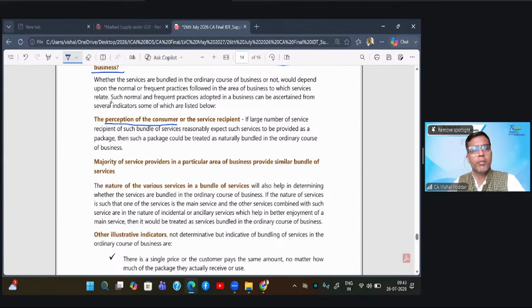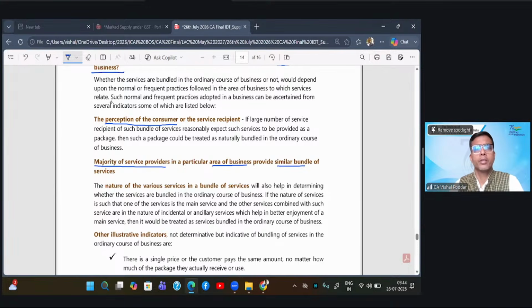For example, whenever you go to buy a mobile handset, it is the perception of the customer that the mobile will come with a battery. There will be no separate charge for the battery. So then mobile and battery will be called a composite supply. Similarly, when you go and you are watching a movie, many times it is a trend that the majority of the service providers in that particular area of business are bundling. What are they bundling? That in the movie ticket price, they are including popcorn and one of the beverages.